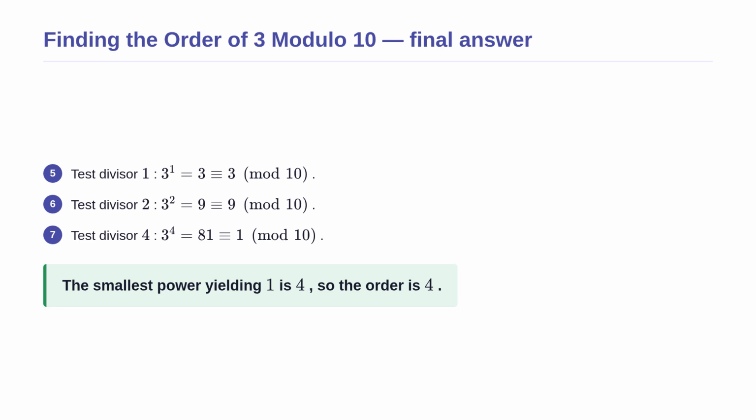Next, we test the divisor 2. 3 squared is 9. Dividing 9 by 10 leaves a remainder of 9. This is still not 1, so the order is not 2. The only remaining divisor of 4 is 4 itself, so we test that next. 3 to the fourth power is 81. When we divide 81 by 10, the quotient is 8 and the remainder is exactly 1. We have found the smallest power that satisfies our condition. Therefore, the order of 3 modulo 10 is 4. Physically, this means the powers of 3 repeat every 4 steps.